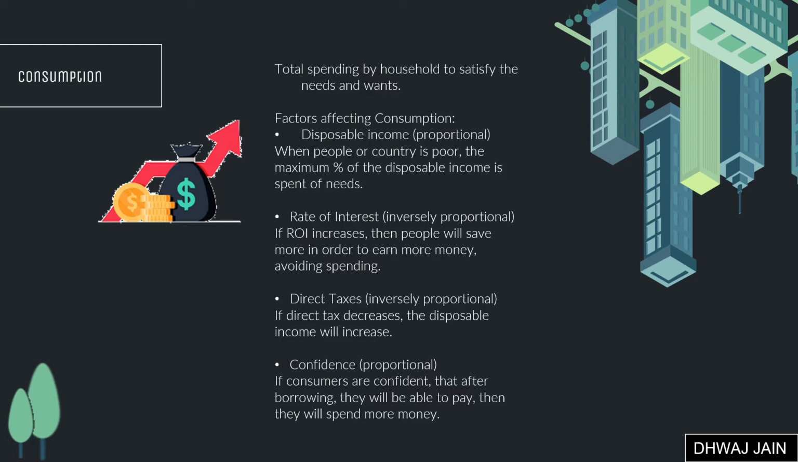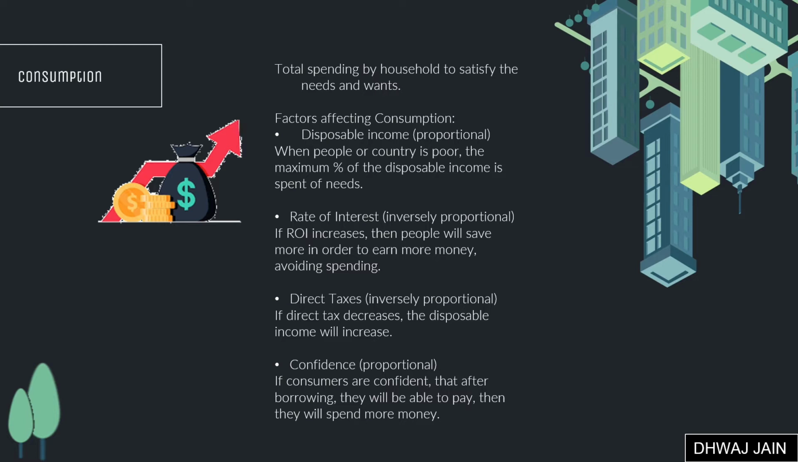Now, what are the factors that actually affect consumption? First, disposable income. What is disposable income? Disposable income is the income after taxation, after the tax amount is cut from your income. When people or the country are poor, the maximum percentage of the disposable income is spent on needs.